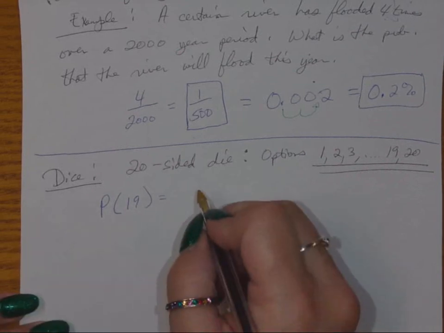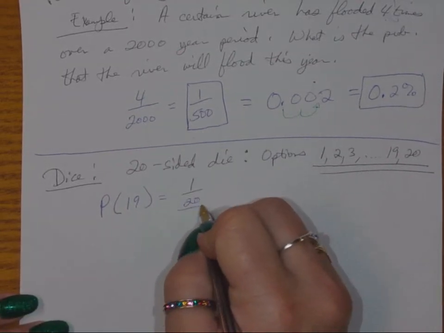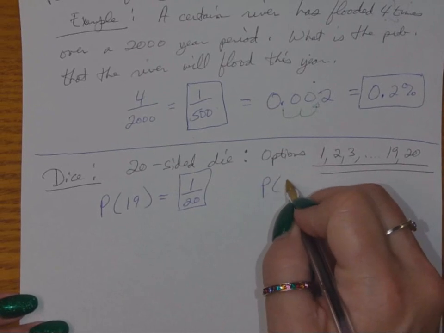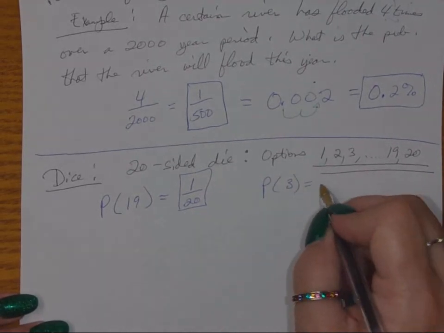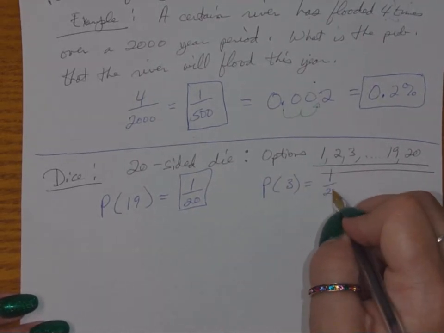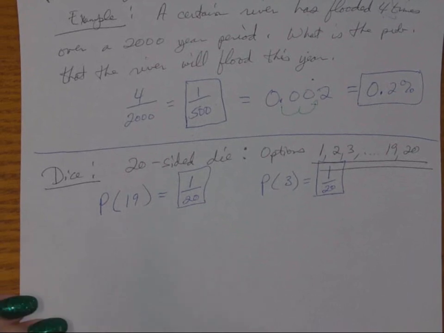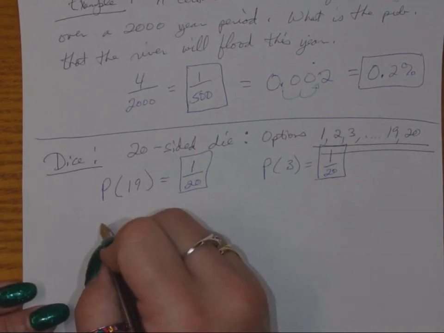Well, there's one 19, and there's 20 sides, right? So it's a 1 in 20 chance. Okay, probability that I roll this die and I get a 3. Well, there's one side with a 3 on it, and there's 20 sides. Okay, but you might see some weird questions, so I just want to make sure we're prepared for that.